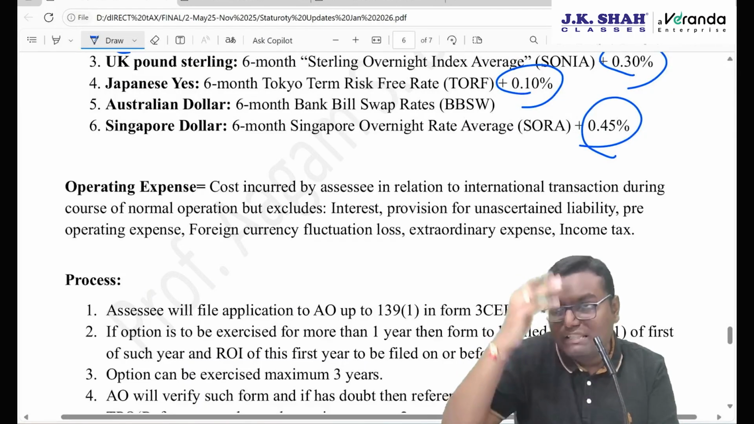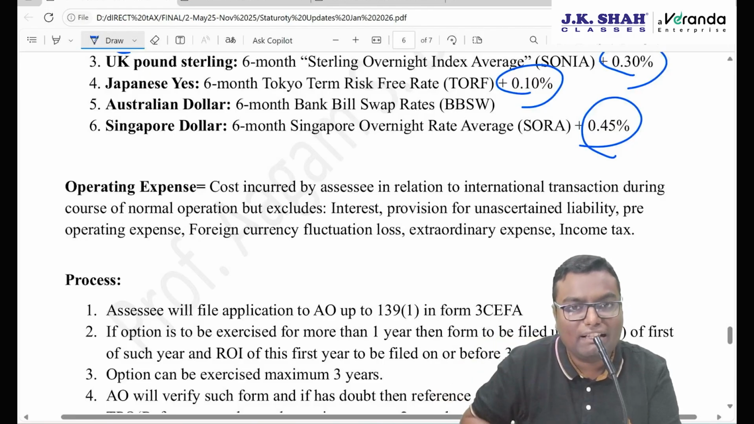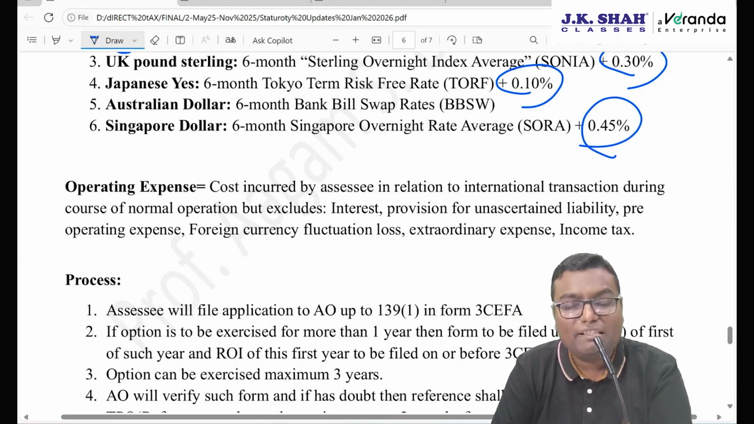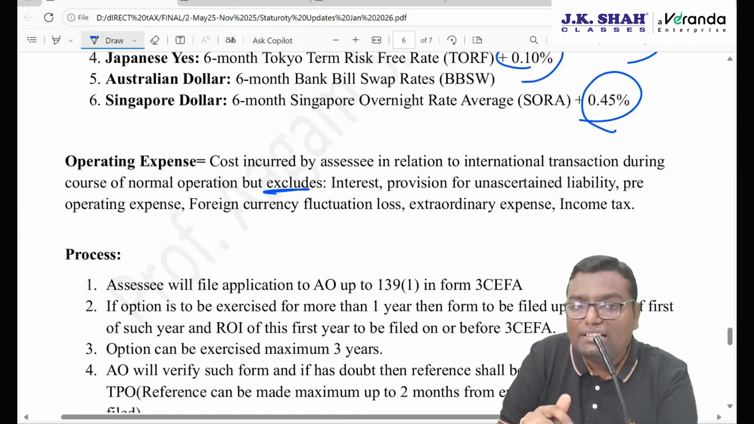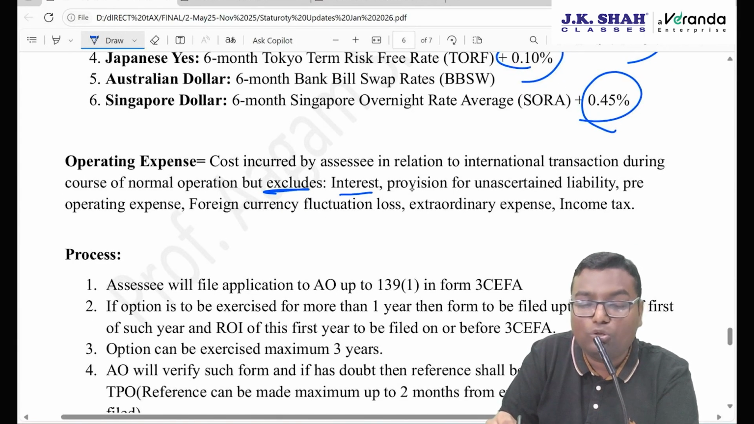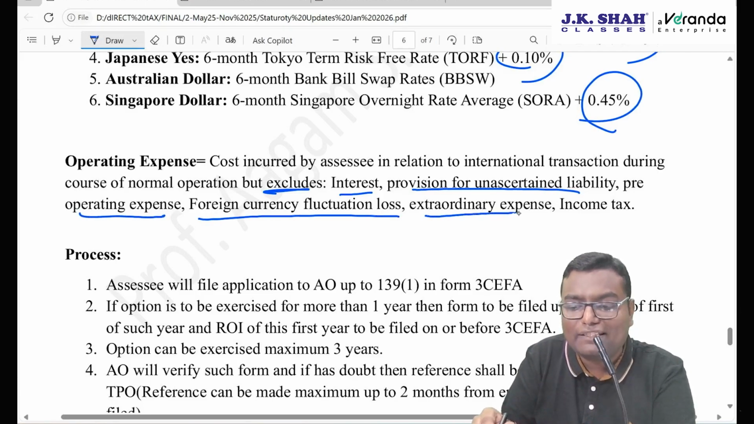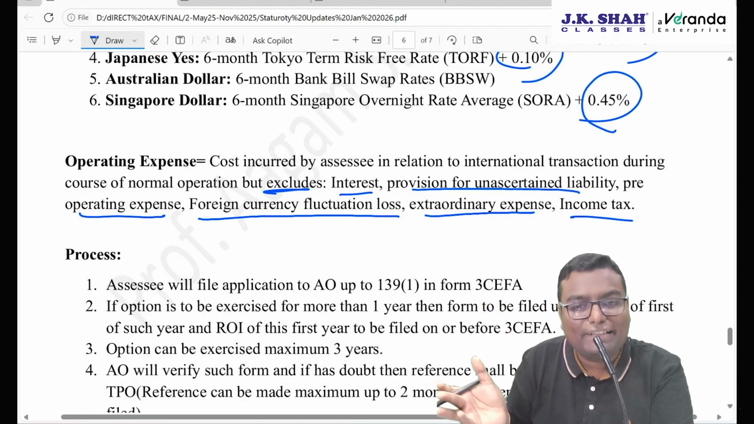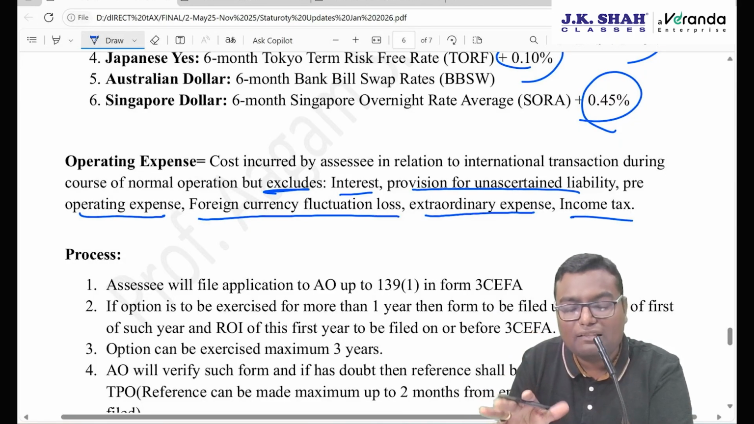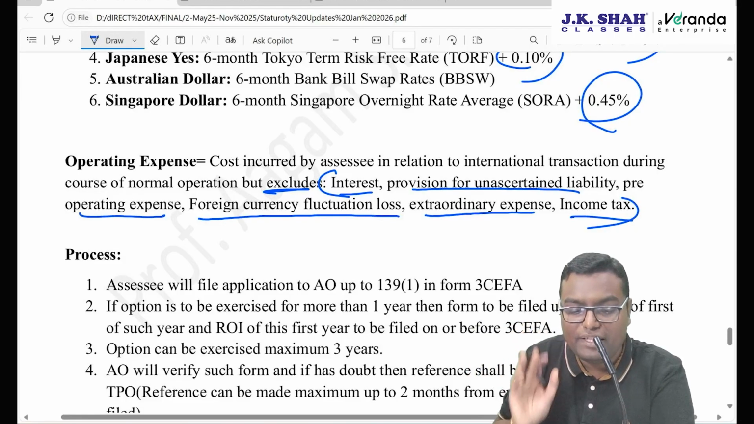Because in the majority of cases they have described what the minimum profit margin should be, and that profit margin was operating profit divided by operating expense. Operating expense means the cost incurred by us in relation to the international transaction during the course of normal operation, but it excludes interest, provision for uncertain liability, pre-operating expense, foreign currency fluctuation loss, extraordinary expense, and income tax. So these things are obviously indirect expenses. They are not direct expenses. Operating expense is basically direct expense. So these are indirect expenses, and hence they are not counted for computing that minimum profit percentage.